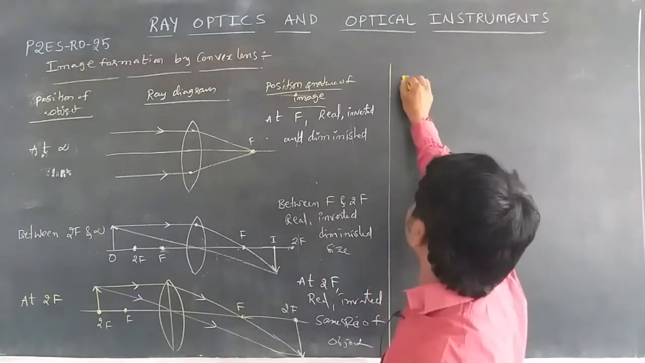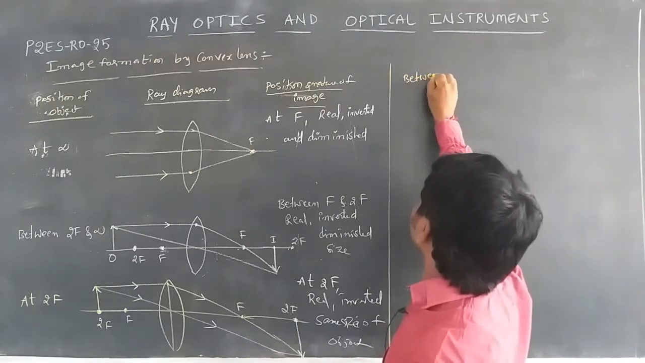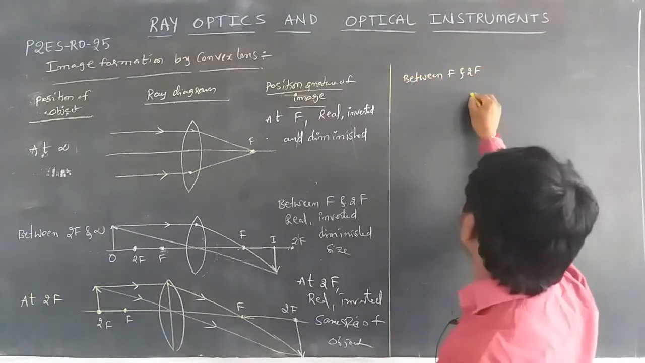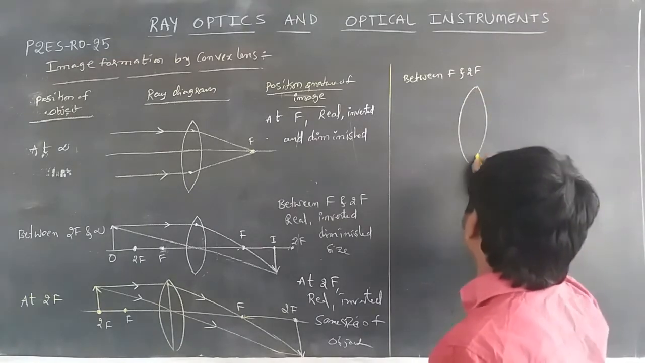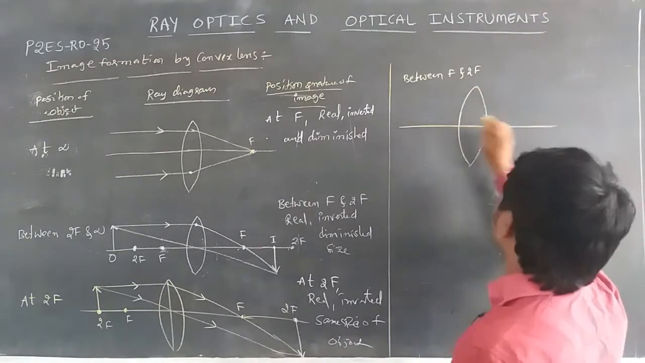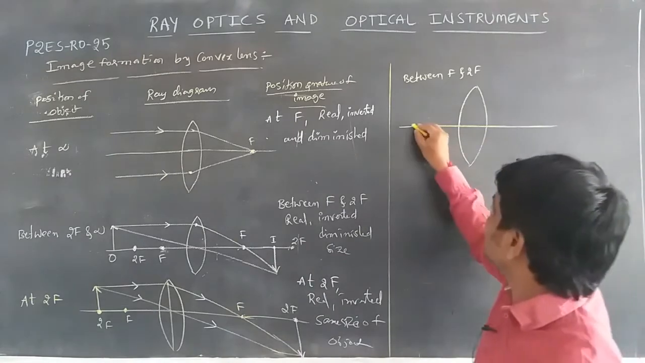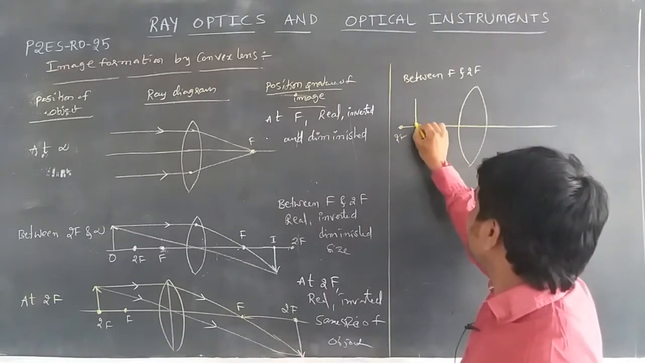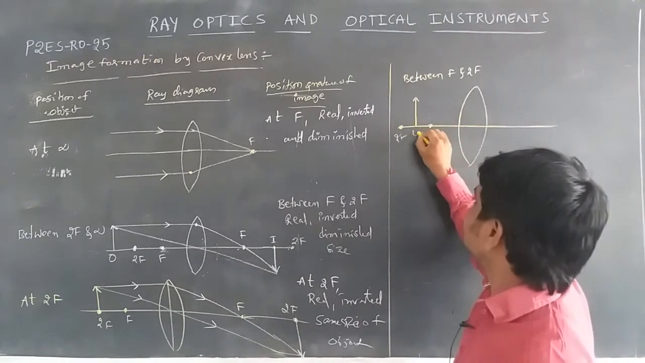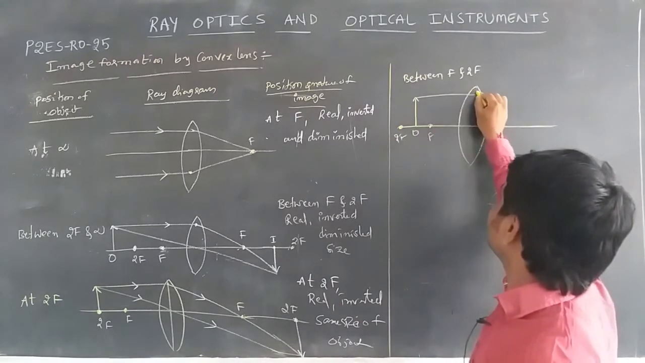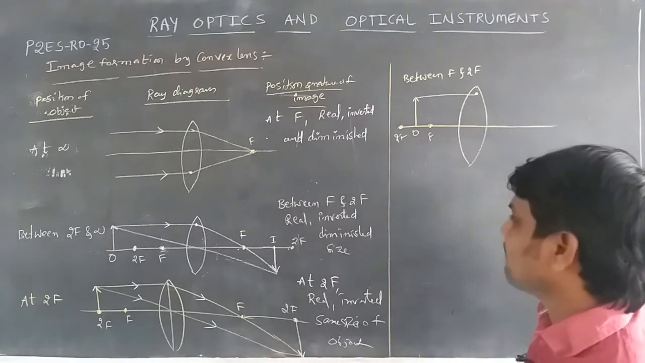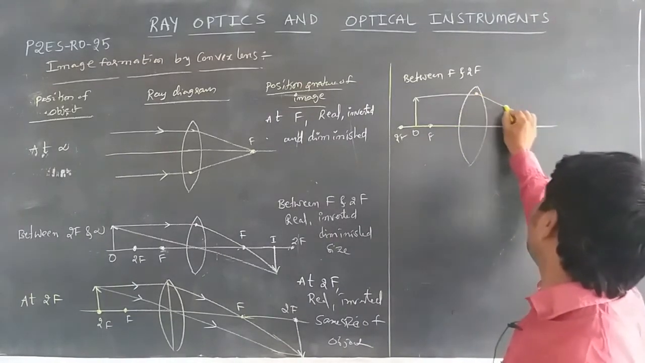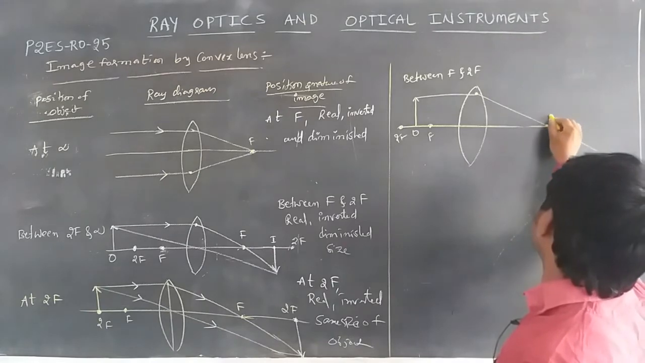Now the position of the object is between f and 2f. Consider this is f and this is 2f. When the object is placed between f and 2f, the image will be formed. This is f.